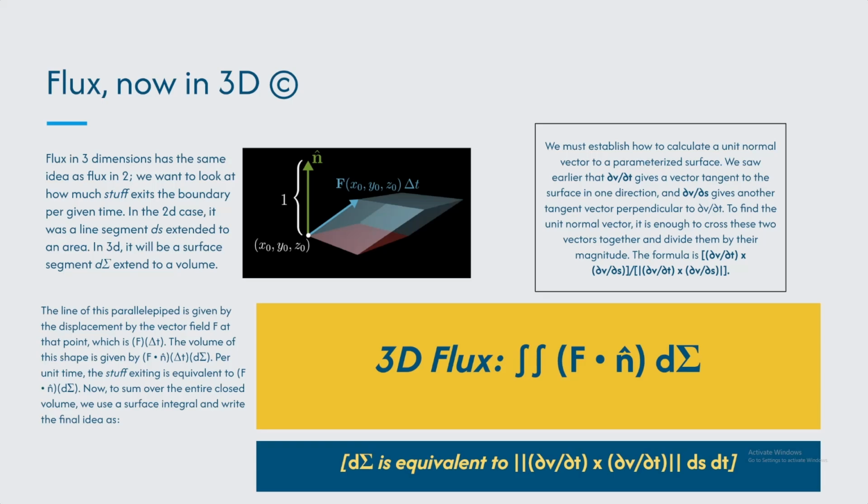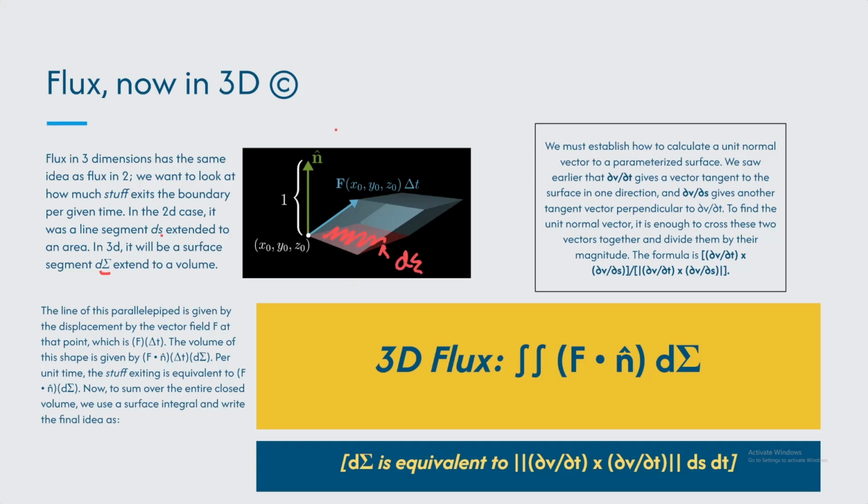Now let's extend things to the third dimension, right? So flux in 3D is the same idea as flux in 2D. We're going to look at how much stuff exits the boundary per given time. In the 2D case, it was a line segment, ds, and in 3D, we're going to look at d sigma. Sigma is the Greek equivalent of s, so, ooh, scary, but it just means that we're looking at a surface here that is d sigma.